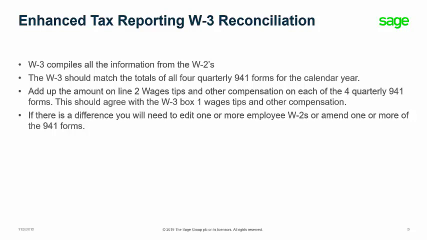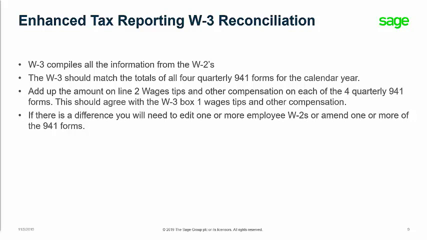The W-3 should match the total amounts on each line of the 941 report for all 4 quarters. If there is a discrepancy, then either one or more of the 941 forms will need to be amended, or the employee totals will need to be adjusted so that the W-2 reflects the reported 941 amounts. This can be done using the W-2 grid in the Enhanced Tax Reporting software.